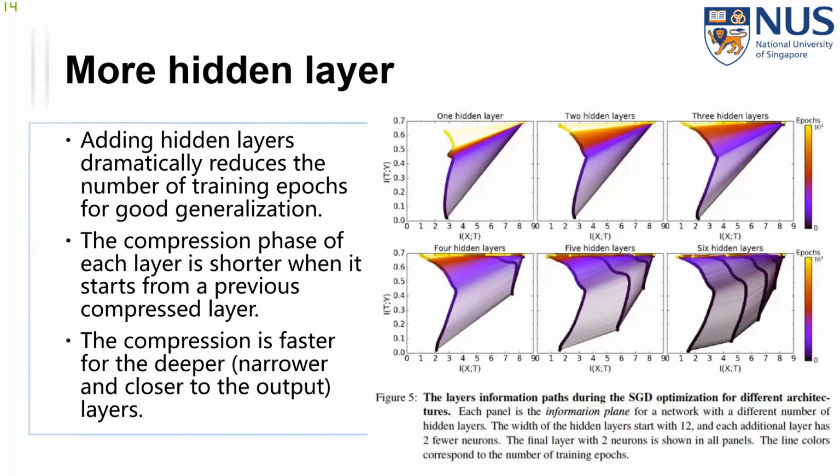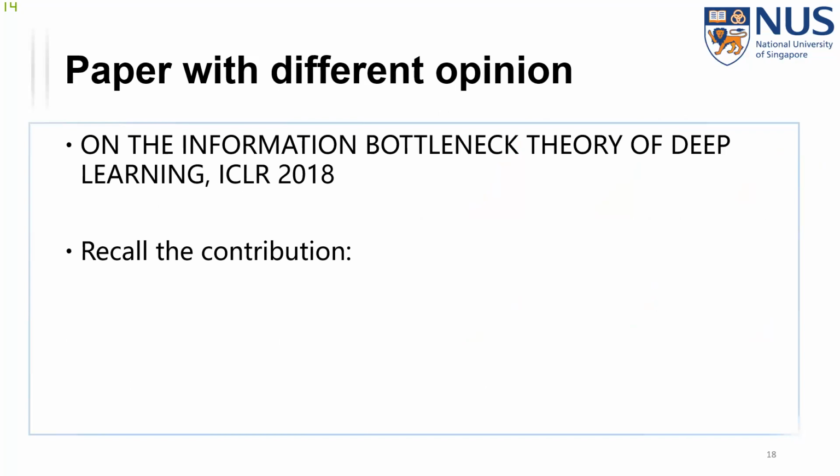So actually this is all from what the paper claimed. Next I will talk about something different, the paper with a different opinion. The title of that paper is On the Information Bottleneck Theory of Deep Learning. This paper is criticizing all the opinions in this paper.